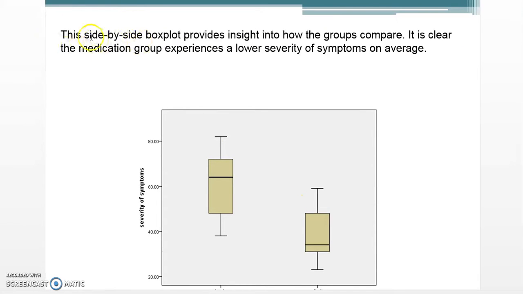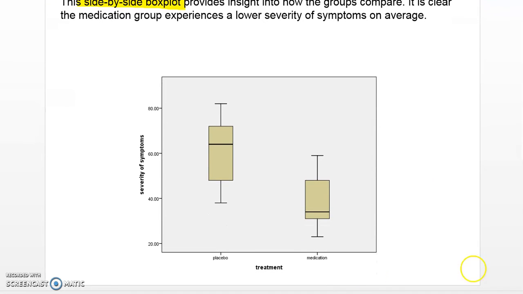You can use a graph called a side-by-side box plot to show the relationship between these two. Let me move the graph just a little bit down here. On the horizontal axis, we have treatment: two groups, one not given the drug and one given the drug. The vertical axis is the severity of symptoms. Basically, the group given the medication has lower values in general than the group that is not given the drug. And that's what we can conclude by looking at this side-by-side box plot.